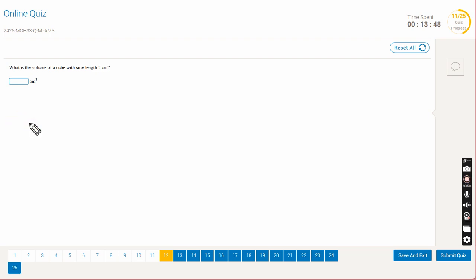Now, what is the volume of a cube with side length 5 centimeters? Now remember, a cube is also length times width times height, right? Let me draw it out for you. Let's understand what a cube is by a drawing. If I can draw it perfectly, just give me 1 second.